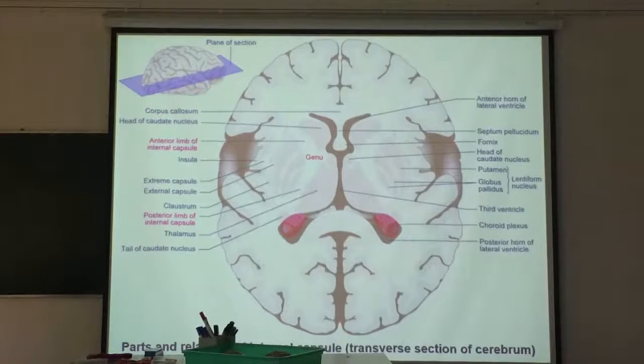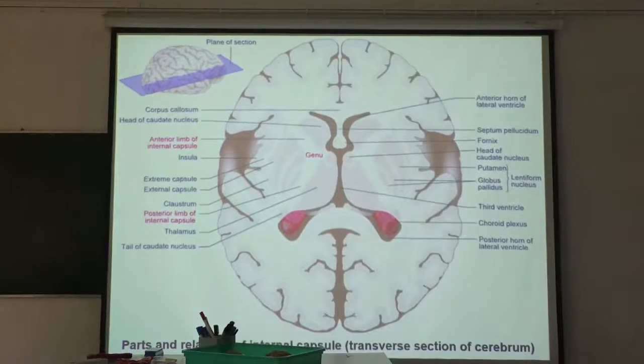See here, this is the location of the internal capsule: anterior limb, genu, posterior limb. Medial to it lies the corpus callosum, the caudate nucleus, and the thalamus lies medial to the internal capsule, and lateral to the internal capsule lies the lentiform nucleus. Okay, understood? So this is the location of the internal capsule.